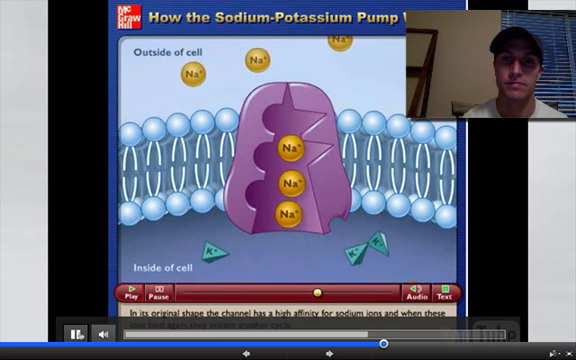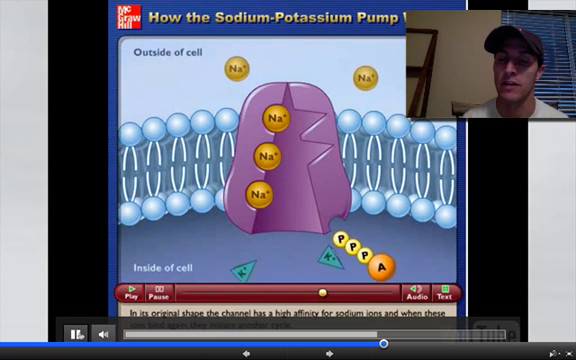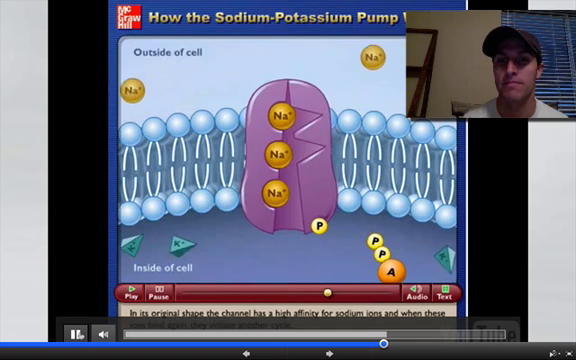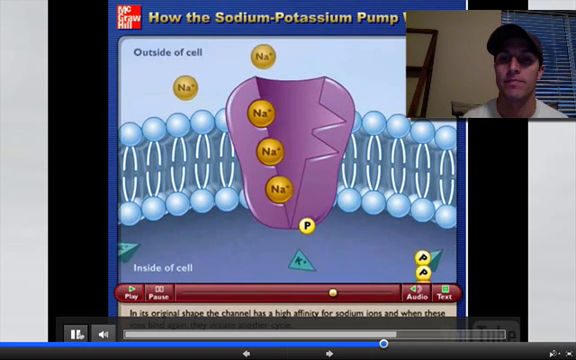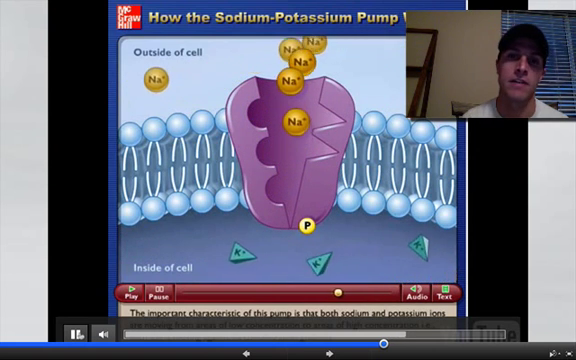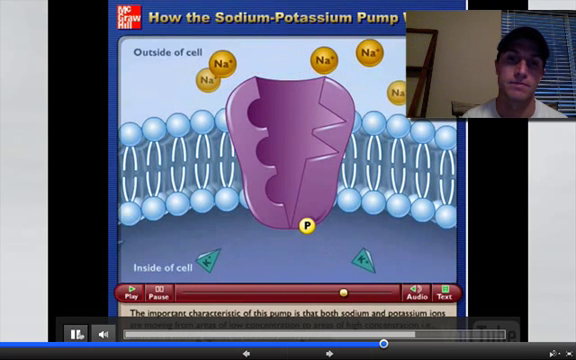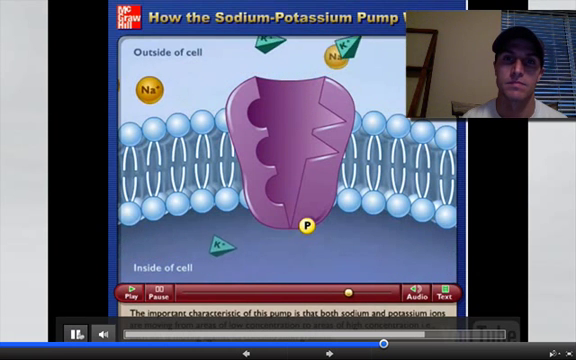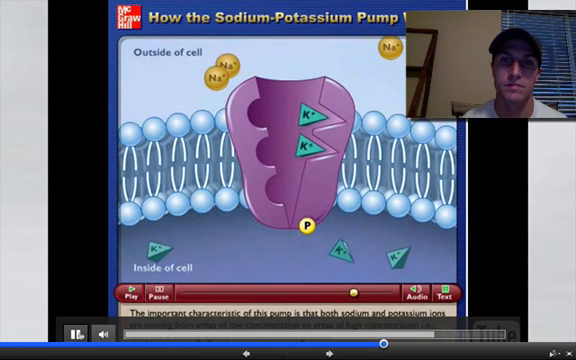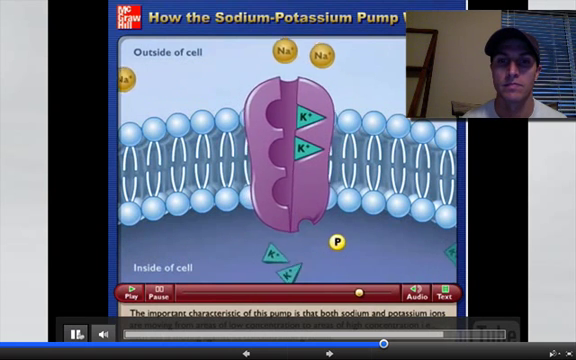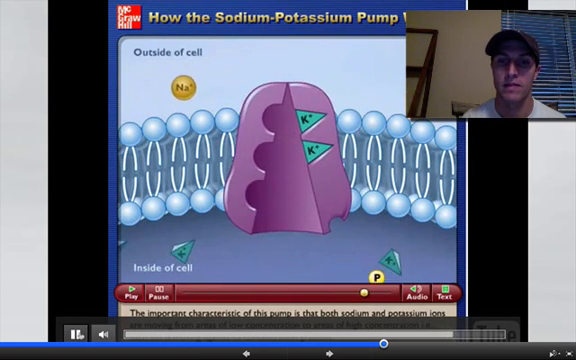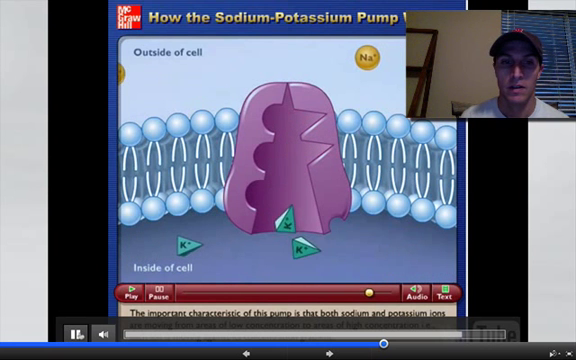In its original shape, the channel has a high affinity for sodium ions, and when these ions bind again, they initiate another cycle. The important characteristic of this pump is that both sodium and potassium ions are moving from areas of low concentration to areas of high concentration. In other words, each ion is moving against its concentration gradient.